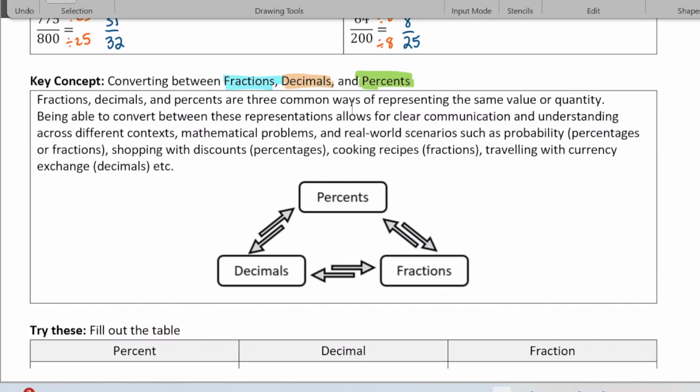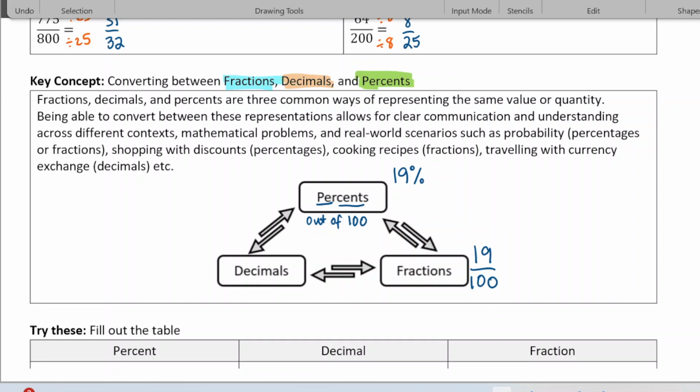So let's start with percents, and I'm going to just give an example here. Let's say I had the number 19%. The word percent means out of 100. The reason we like percents is because it's easy to compare them because they're all out of the same number. So to write a percent as a fraction, it's really straightforward. You just make the number out of 100.